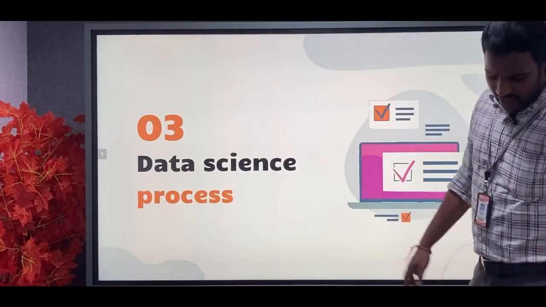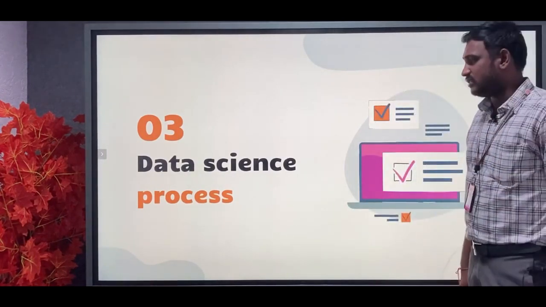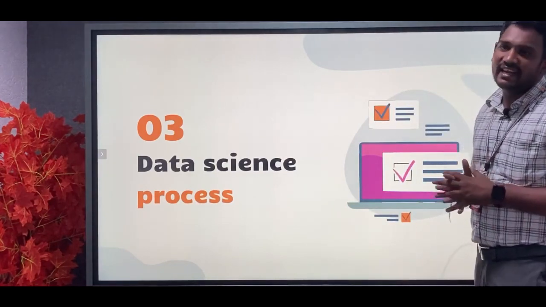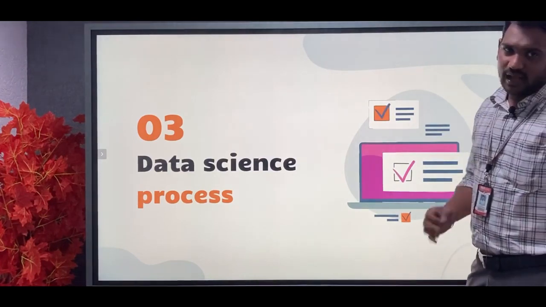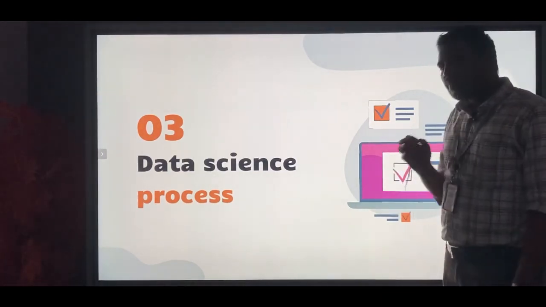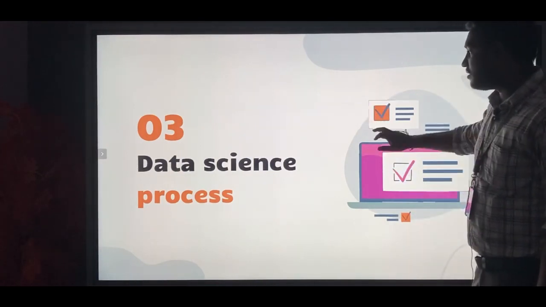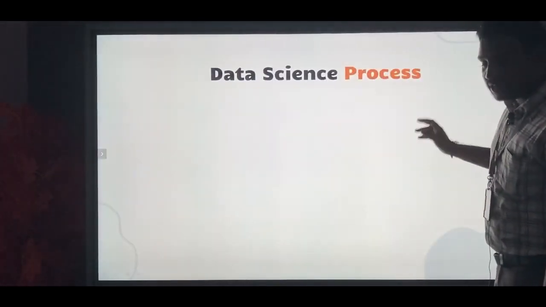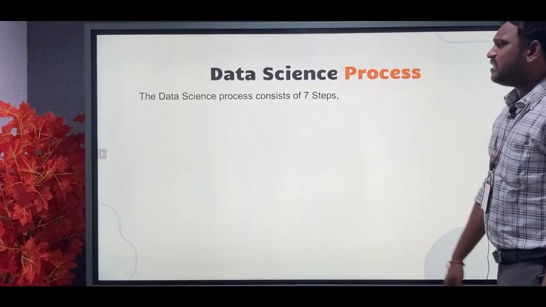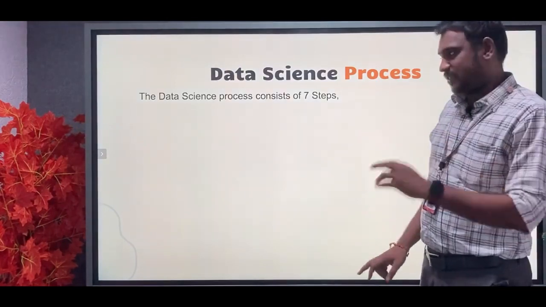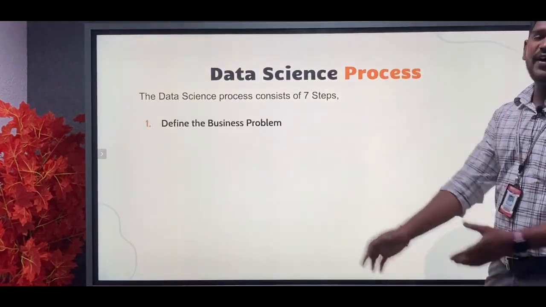Next, the very important phase in data science is the data science process. So how to process the data? In this tutorial, I will explain only the steps included in a data science process. Here it is, the data science process. The data science process consists of 7 steps. First one is define the business problem.